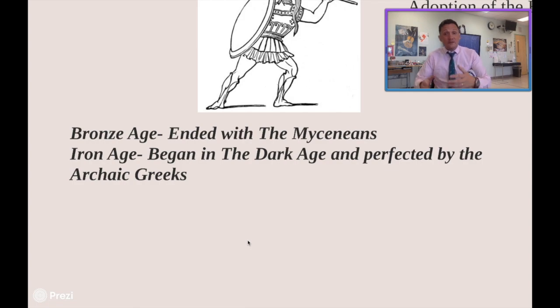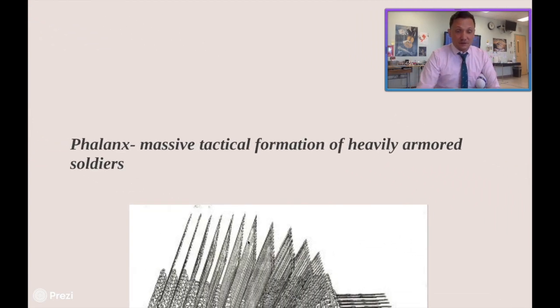Because remember, the Bronze Age ended with the Mycenaeans. The Iron Age began in the Dark Ages and was perfected by those archaic Greeks, right? That's why they carried iron weapons with them, okay? So I'm going to keep going, though, because I don't want to take up too much of your time. Just hit pause on that real quick just so you can remember that periodization of the Greek time structure. Now, this is why every single Greek soldier was known as a hoplite, right?